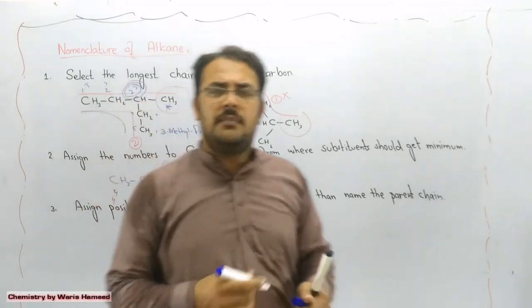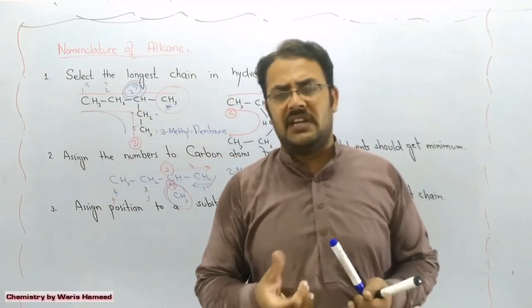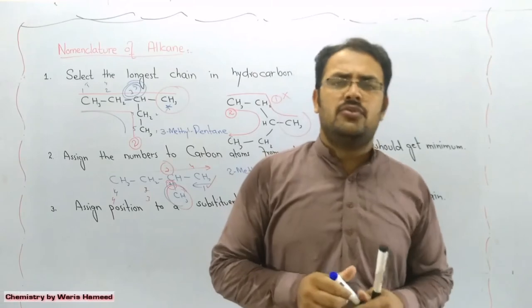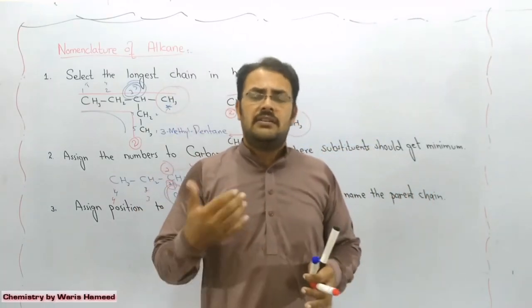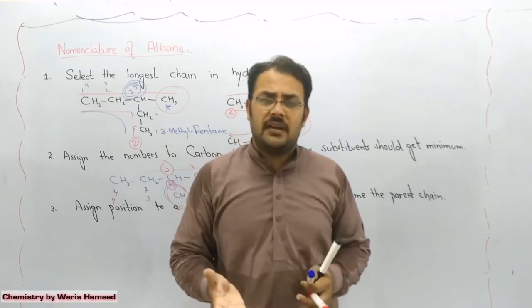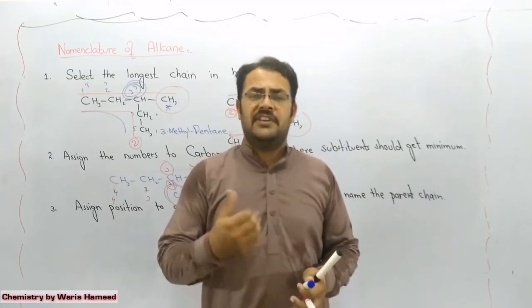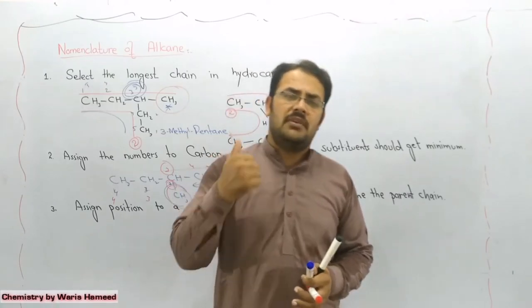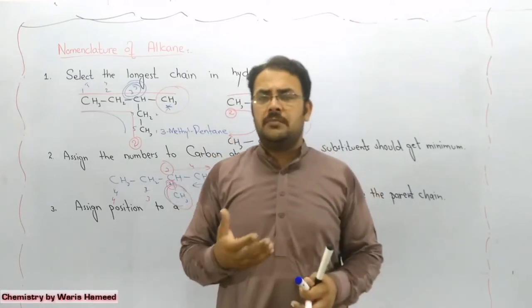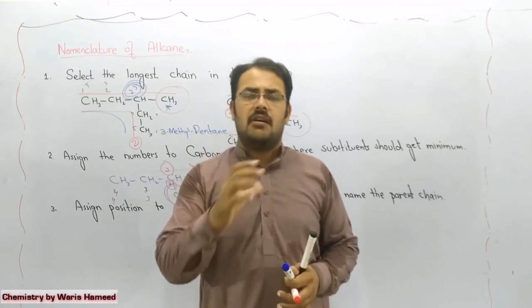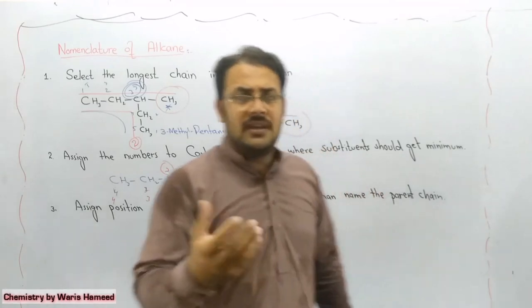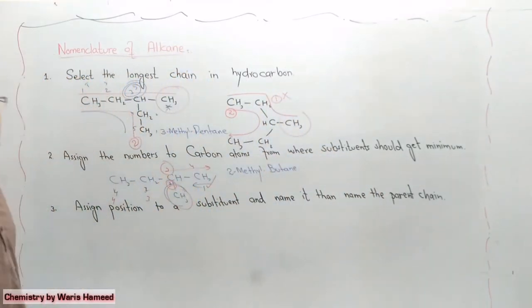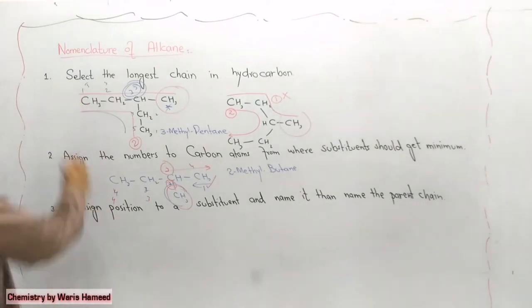If we have multiple substituents in the parent chain, and if those substituents are similar, then we will use di, tri, tetra, penta, and so on. And if we have different substituents starting with different names, then we will keep their order alphabetically and give the name to that molecule. We have some examples of such types of molecules. Now I am going to erase the first one.